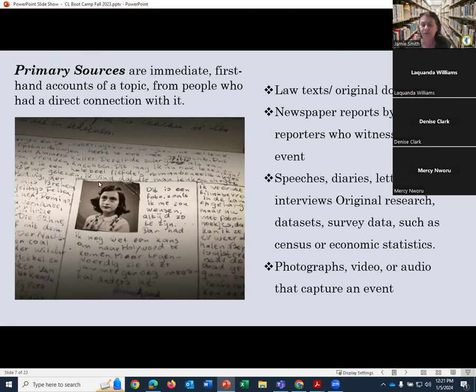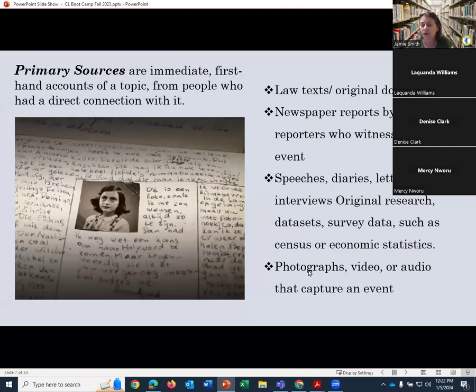This is Anne Frank's diary, but it could be anything. They have newspapers from 1690 to the present. They have the New York Times from 1850 to the present. So you can actually look at news reports, you can look at speeches, diaries, letters, and you'll be looking at them historically, and photographs, videos, audio.